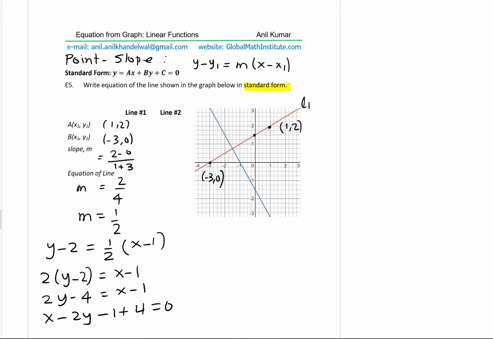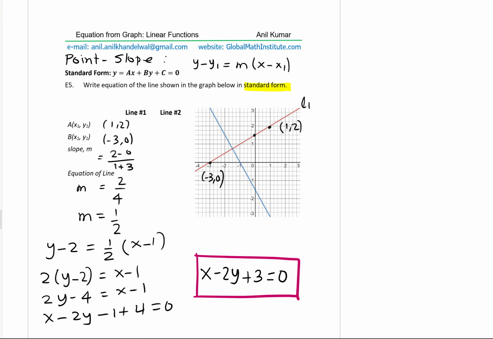Or you could write this as, let me rewrite this right here, x minus 2y minus 1 plus 4 is plus 3 equals 0. So that becomes the equation of this particular line. Is that clear to you? Correct? So that is how we are going to find this equation. Now there's a lot of work involved in this, so I'd like you to pause the video and do it on your own, and I'll do it on the right side.